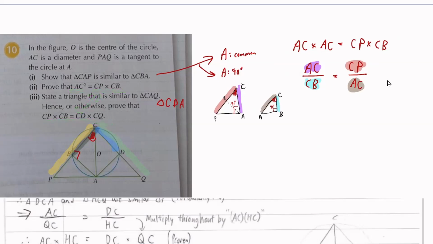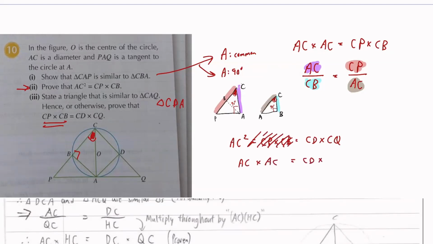AC square equals to CD times CQ. Exactly, yes. Wait, that's not exactly the same, right? It's okay, we can substitute the left-hand side with whatever was in part 2, which is AC square equals CP times CB, which is then equal to CD times CQ. So I don't need the middle part anymore. AC square equals CD times CQ, you can rewrite as AC times AC equals CD times CQ.